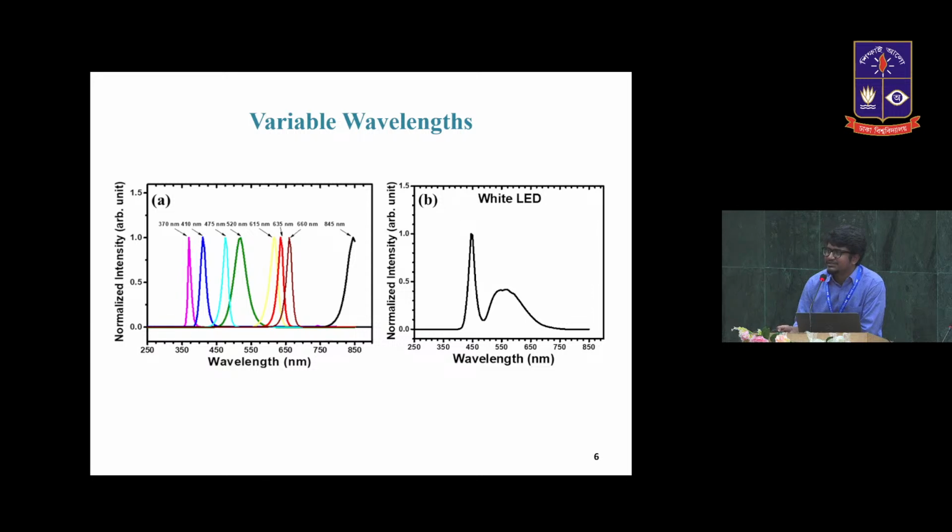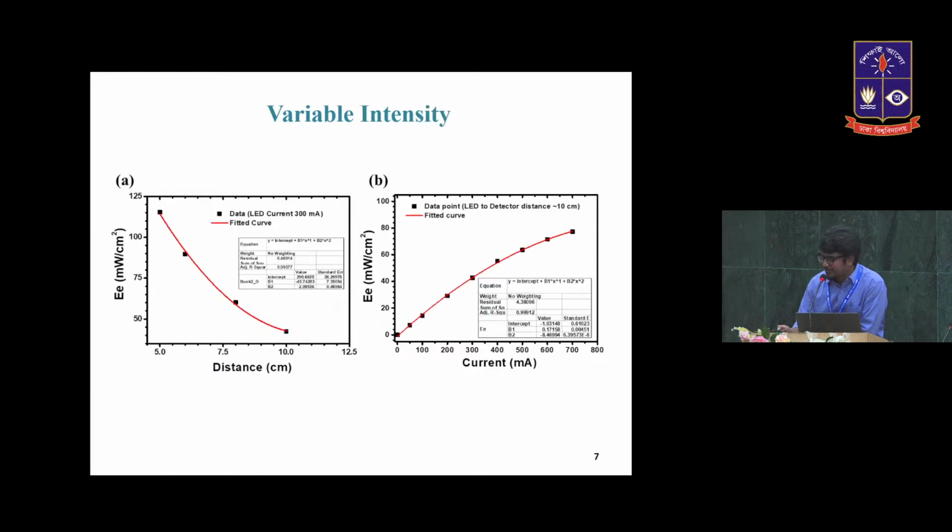You can see there are visible wavelengths here. We also have a white LED, which has a broad spectrum, so we have different LEDs for different wavelengths. To talk about intensity, we can change the intensity by controlling the current to the LEDs and also by changing the distance. As our light source is portable, we can put it at any distance from the sample.